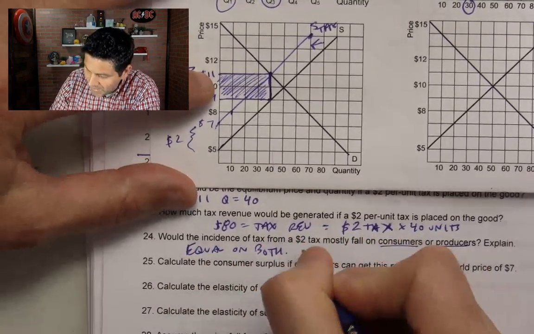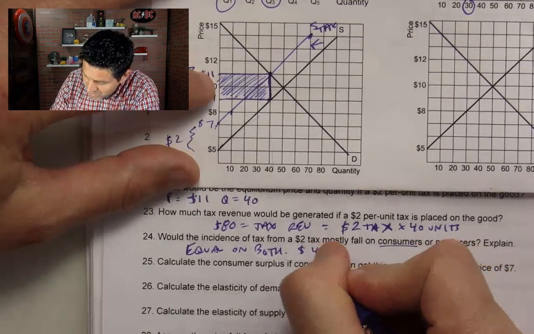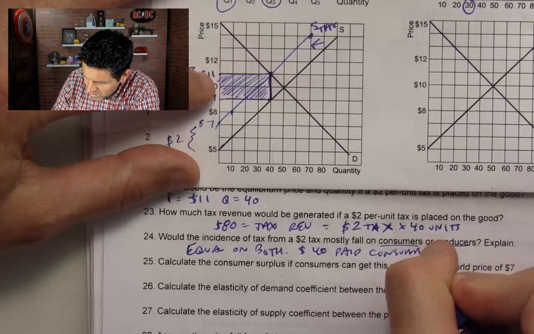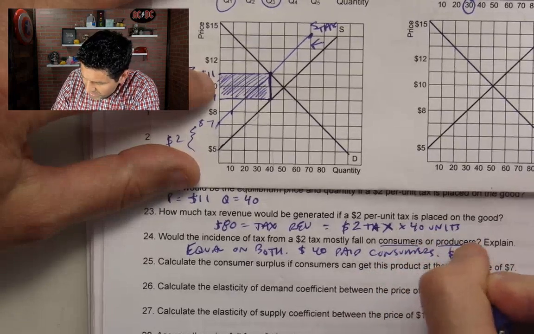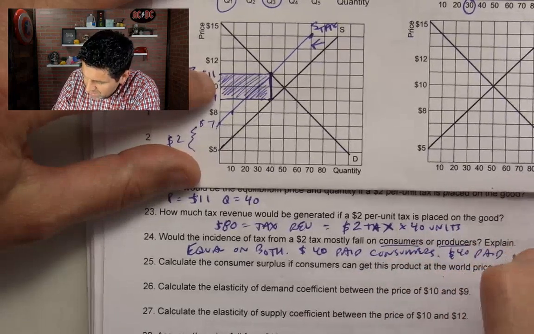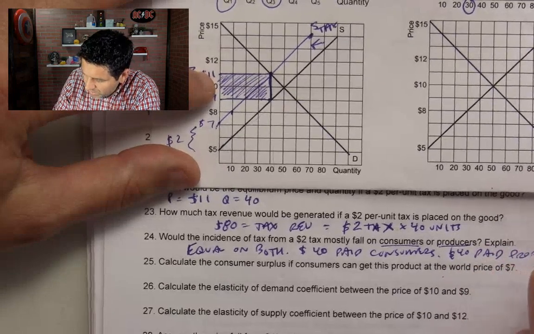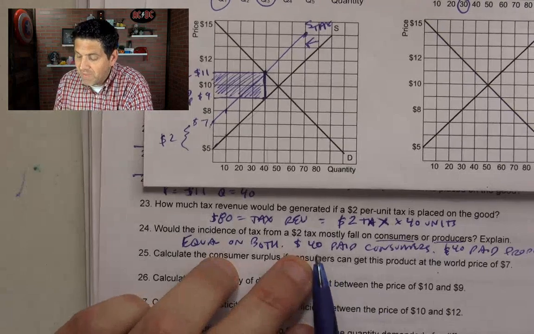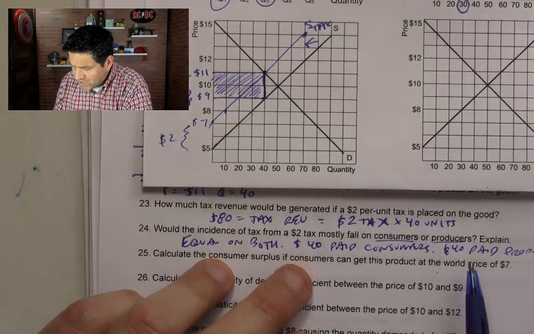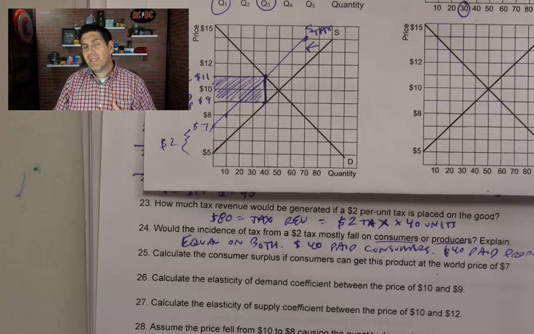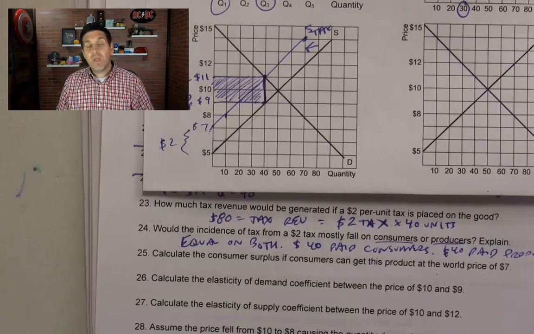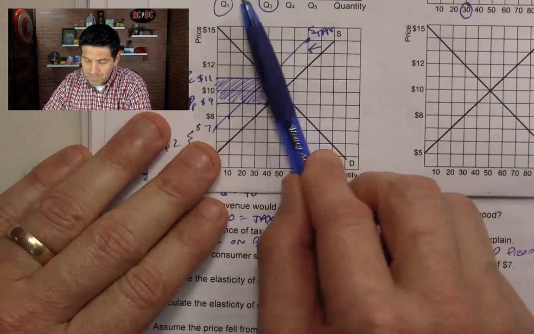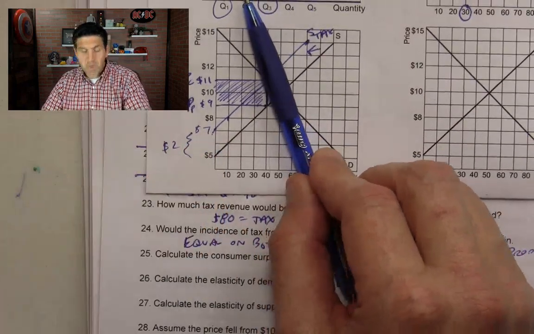And the reason why is this $40 is paid by consumers and $40 is paid by producers. So of this $80 tax, half of it is paid by the consumers in higher prices, half is paid by producers in getting less revenue. And so it's equally on both. But if I were to change the elasticity of the demand curve and make it more inelastic, then the consumers would end up paying more of that.